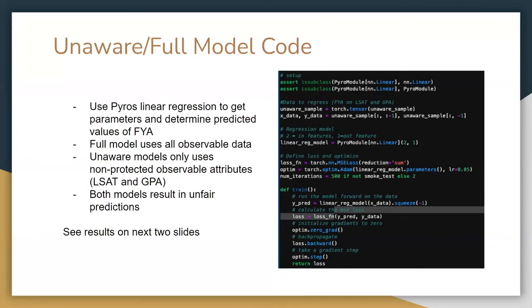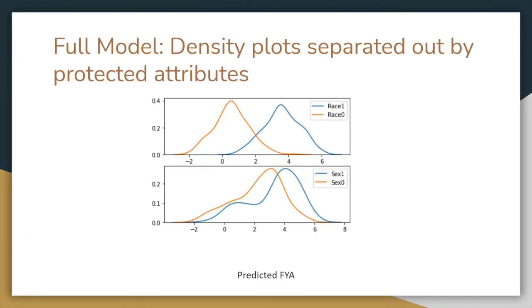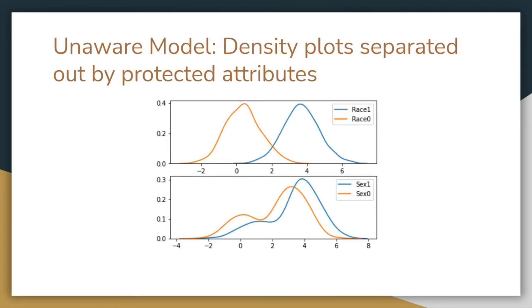Next slide, please. Here are the density plots. We have created the linear regression model and selected the MSE as the loss function. Here are the resulting density plots from the trained samples separated out by the predicted attributes. This plot is the density plot for the full model. And next slide, please. And this is the resulting density plot from the unaware model. As we can see, both of these models are not counterfactually fair, as we'd expect the blue and orange plots to overlap if they were.